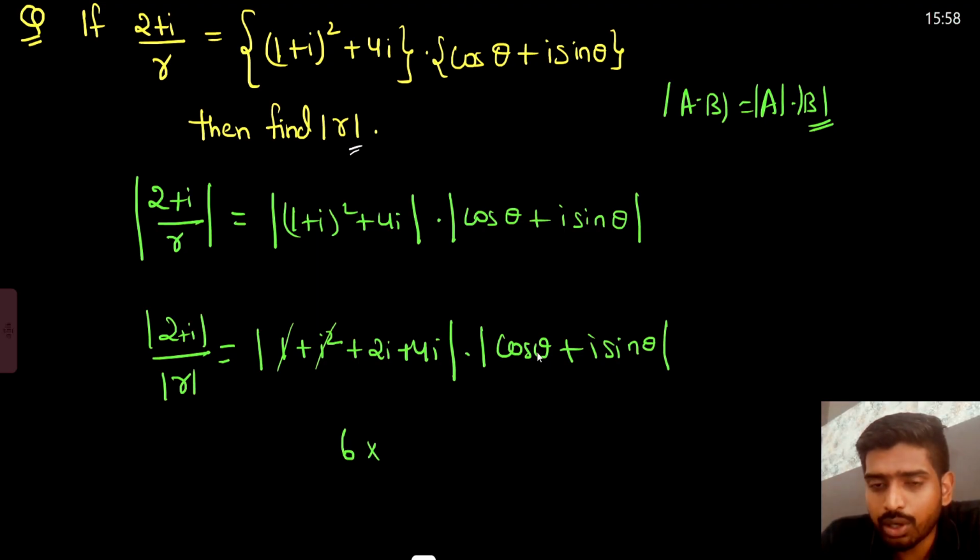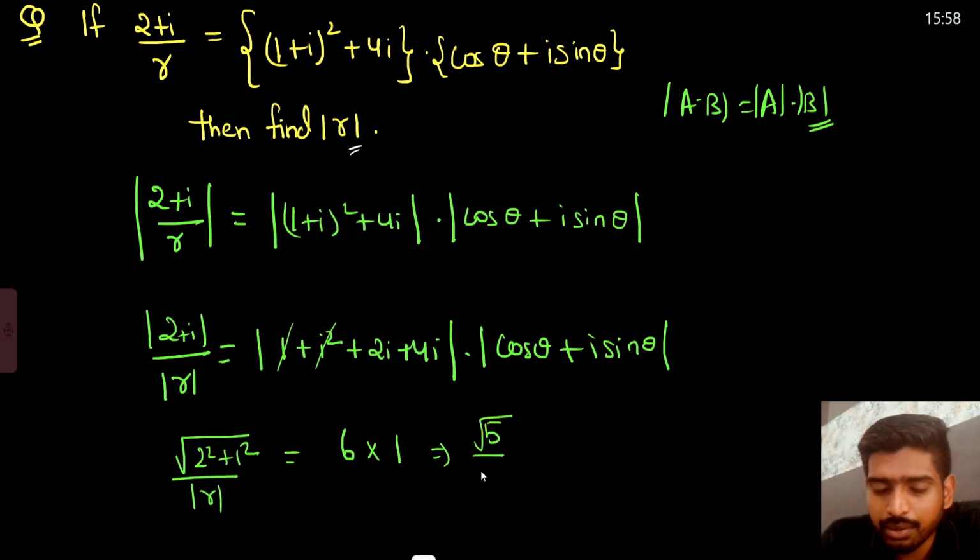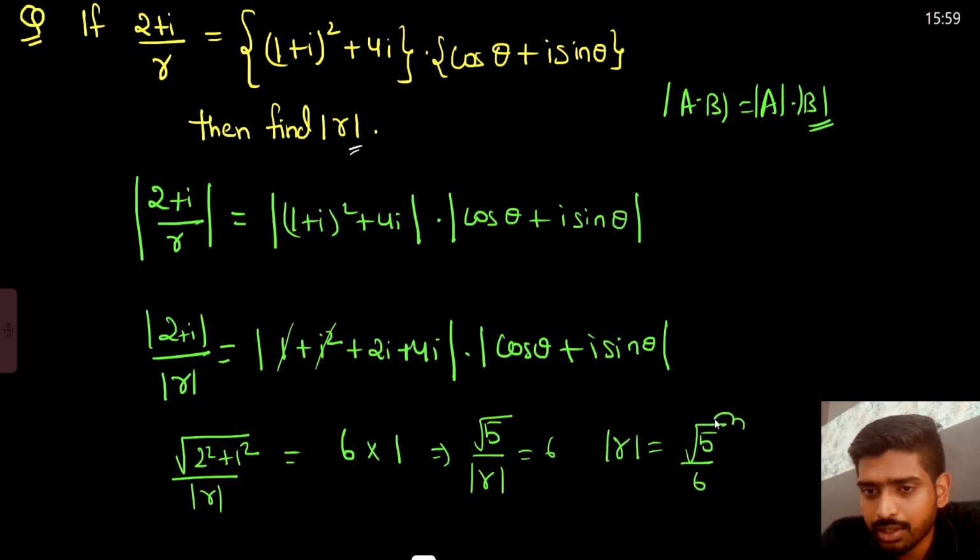multiplied by mod of cos theta plus i sin theta, which will come under root of cos square theta plus sin square theta, which is also 1, is equal to, here in the numerator you see modulus of 2 plus i, means under root of 2 square plus 1 square, divided by mod of r. Now from here we can write this as root 5 by mod of r is equal to 6. So from here mod of r will be root 5 upon 6.